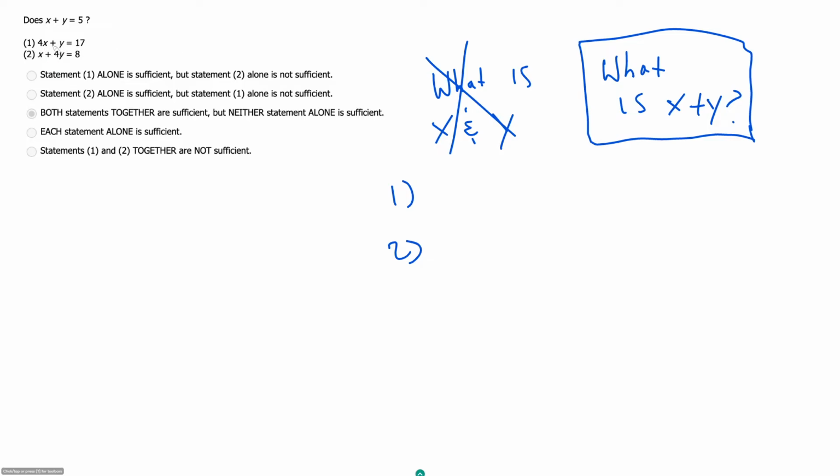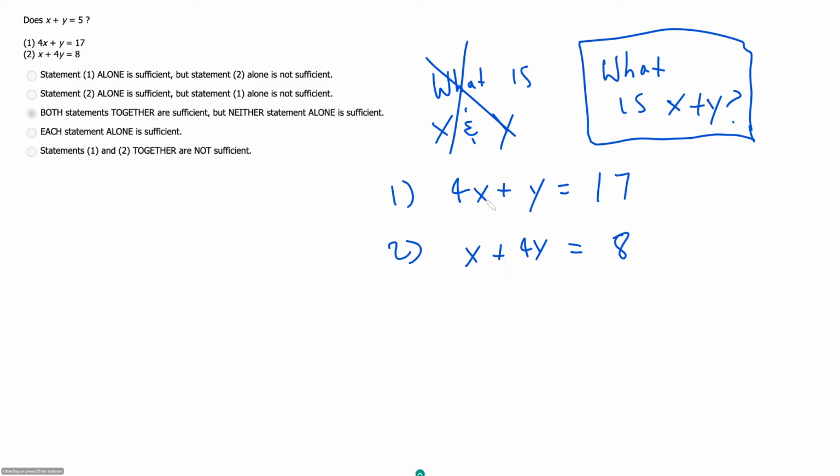So first statement says 4x plus y is equal to 17. Then just from glancing at each of these statements, it looks like my answer is almost certainly going to be C. So I'll write them both out to start. It looks like from neither of these statements individually, they each have 2 variables, but I'm not able to isolate x plus y in either of these 2 statements.